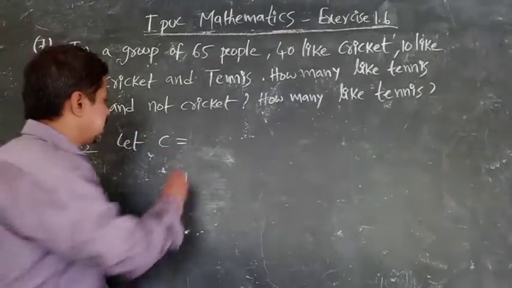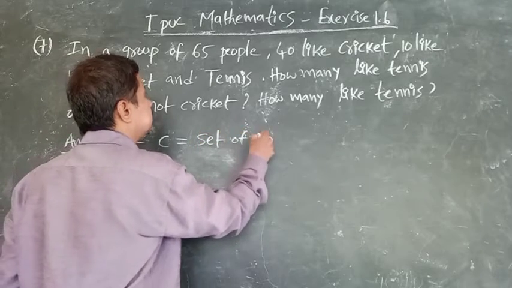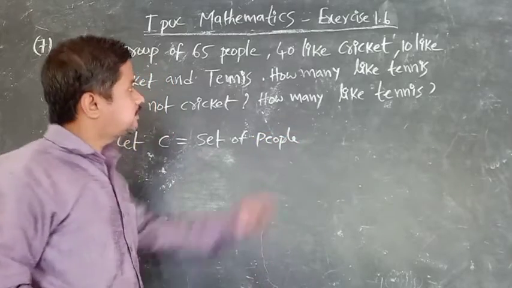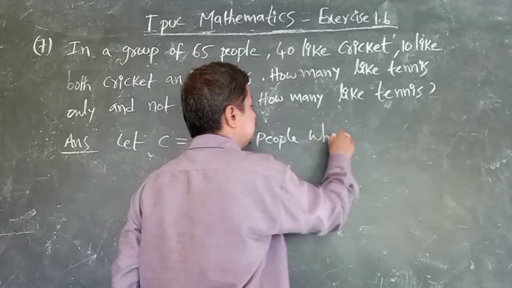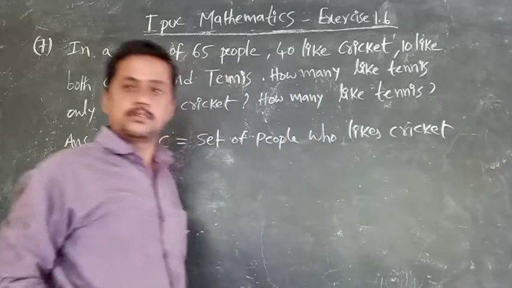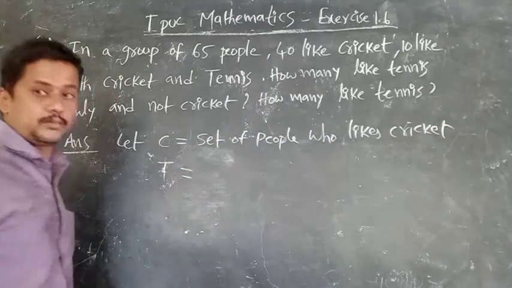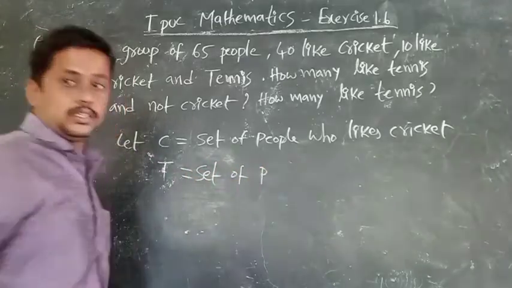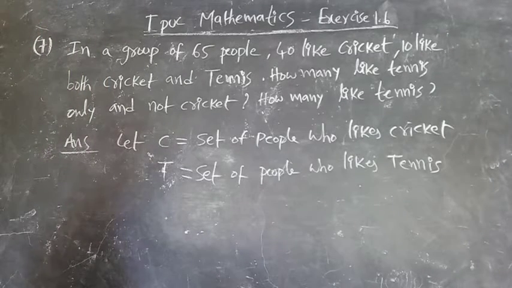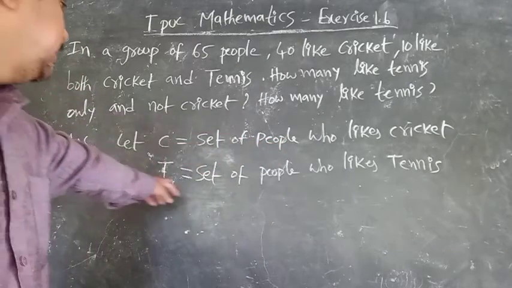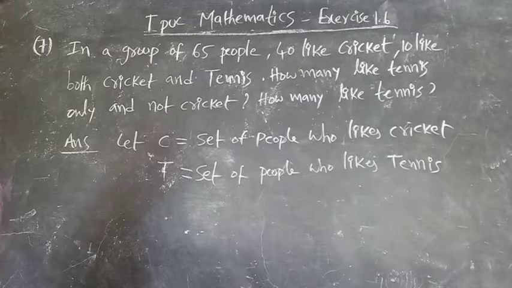Let C be the set of people who like cricket, and T be the set of people who like tennis. T is tennis, C is cricket. So let us take it like this. What is the information?